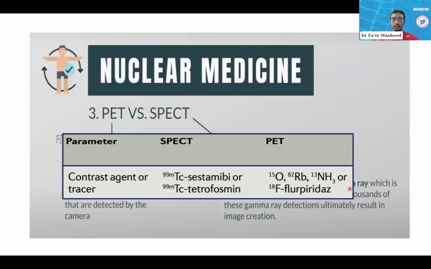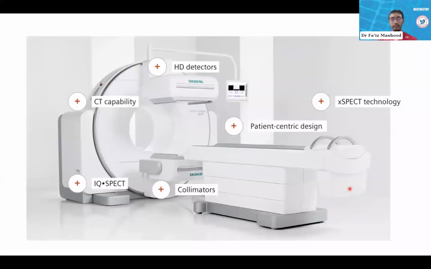These are the types of radioactive tracers for both SPECT scan and PET scan. For SPECT scan, we have technetium tetrofosmin or sestamibi. Whereas for PET scan, we have ammonia, rubidium, and FDG. This is an example of a SPECT scan machine. You can see the HD detector and the collimators are the 2 cameras that will rotate during the SPECT procedure to capture images.